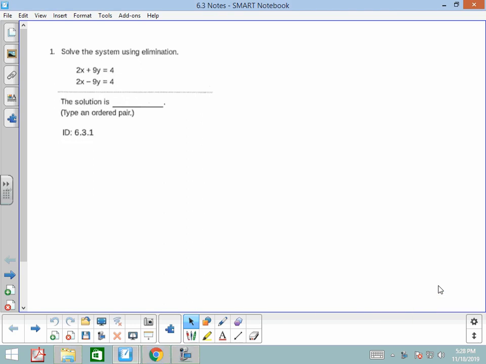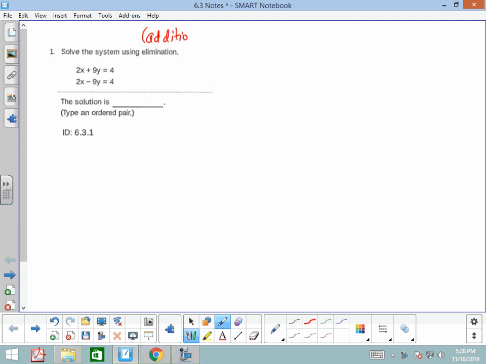So far, we have learned two ways to solve a system of two equations. One way was by graphing, and the other way was by substitution. This method is called the elimination method, or some books like to call it the addition method. Okay, so what we're doing is we're actually adding the two equations together, but we're eliminating a variable.